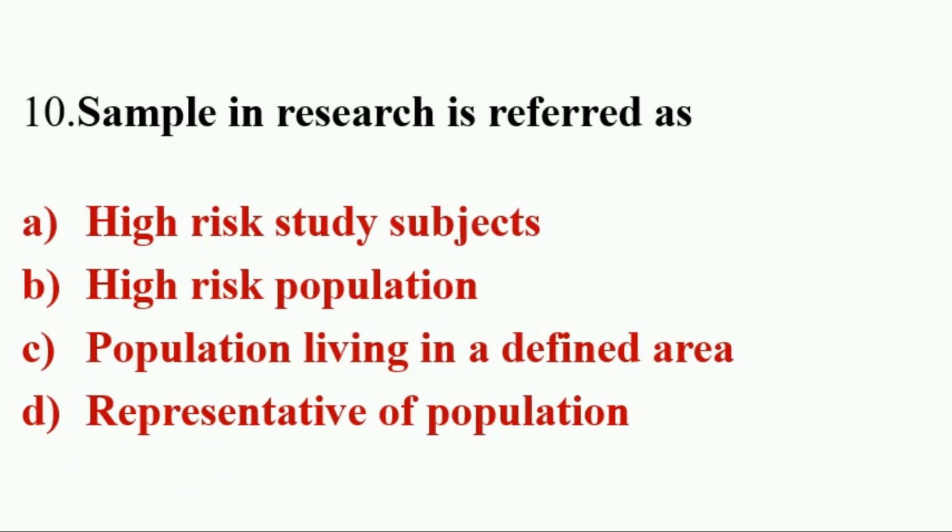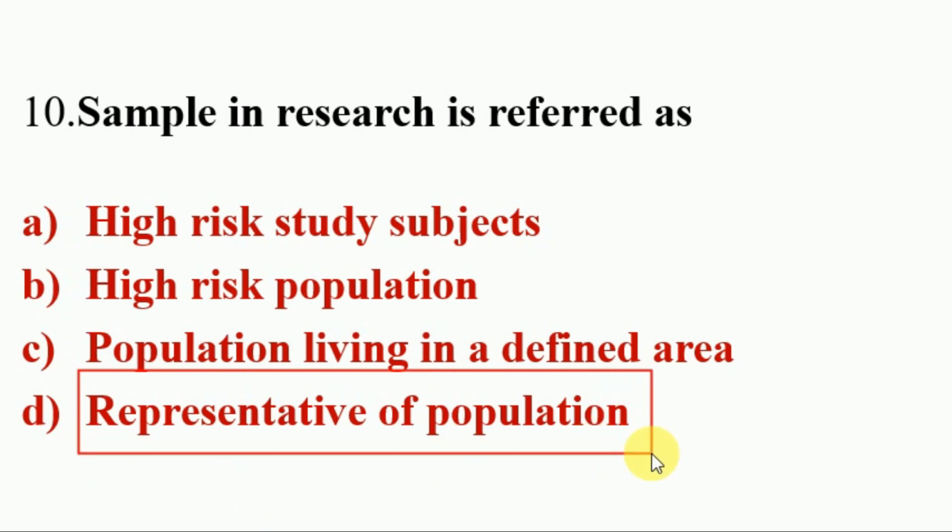Next question. Sample in research is referred to as. Options: A. High-risk study subjects, B. High-risk population, C. Population living in a defined area, D. Representative of population. Answer is D. Representative of population. So sample in research is referred to as a representative of the population.